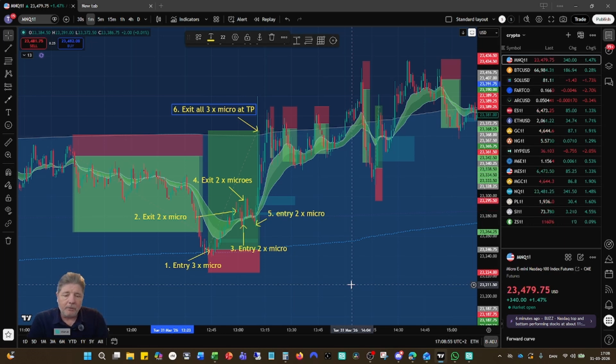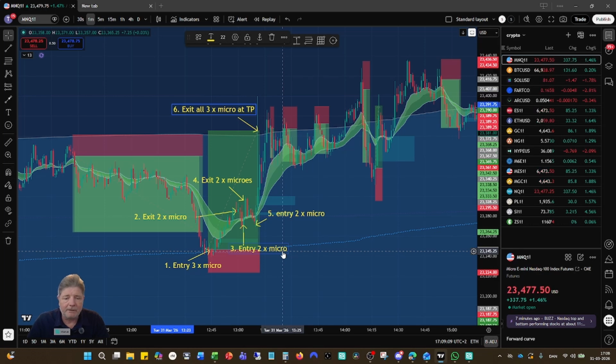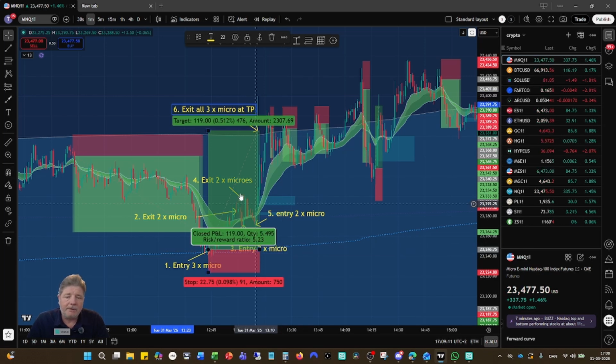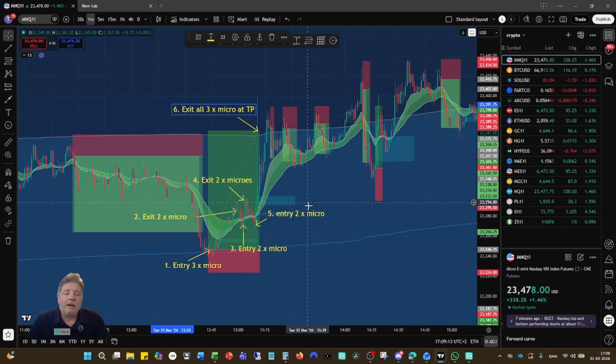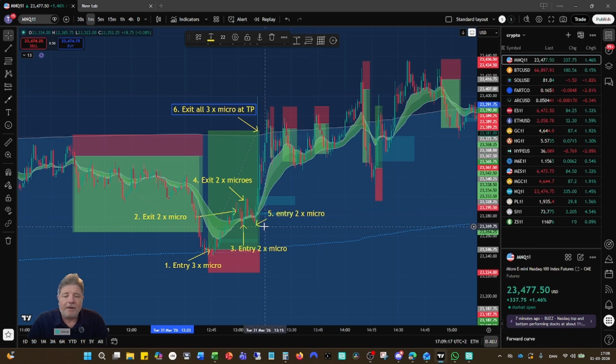Then we have a little pullback, a retest down to the EMAs here, and I enter again at number 3, as you can see here. At number 3, I enter with another 2, so I am in with 3 micros again. Once again, up here at number 4, I exit with 2 micros. Down here at number 5, I enter again with 2 micros.